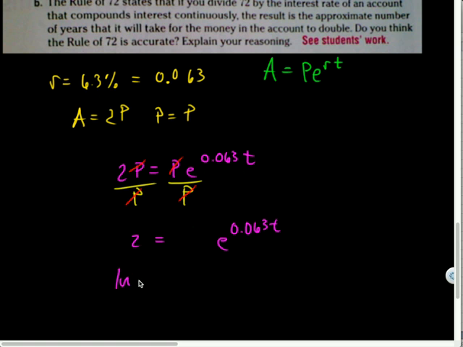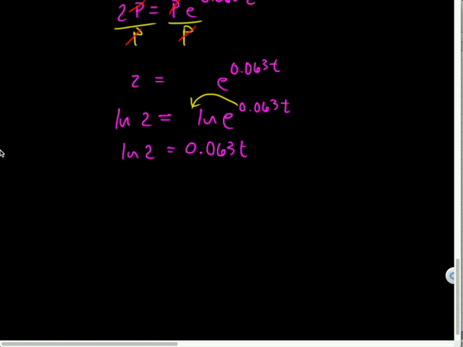I can ln both sides. Technically, I could also log both sides, or log of any base for that matter. And then I could pull this down, and I'll have ln of 2 is equal to 0.063t times ln e, but you all know that ln of e is 1, so I'll divide by 0.063. So I'll get t equals whatever ln of 2 divided by that is.